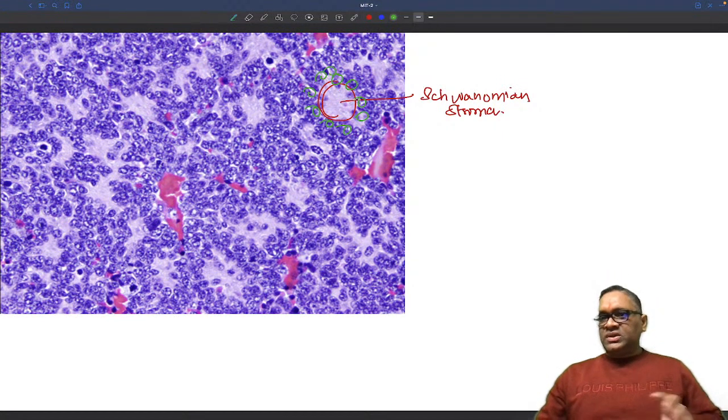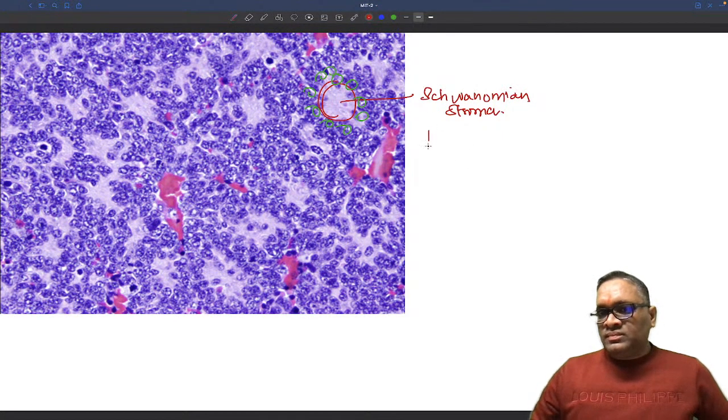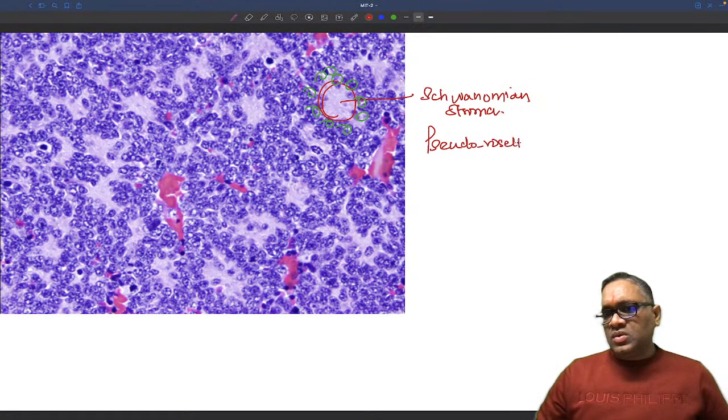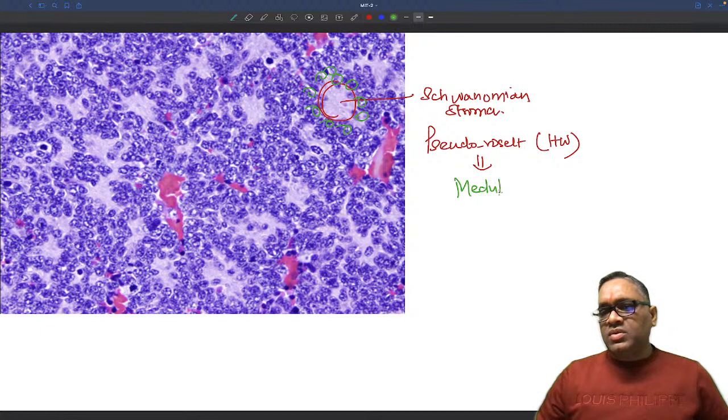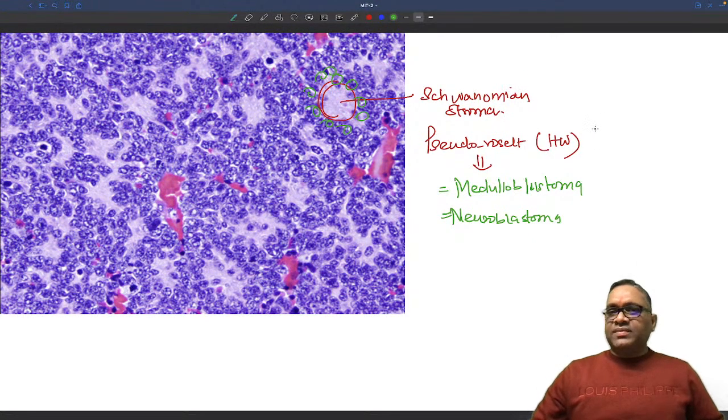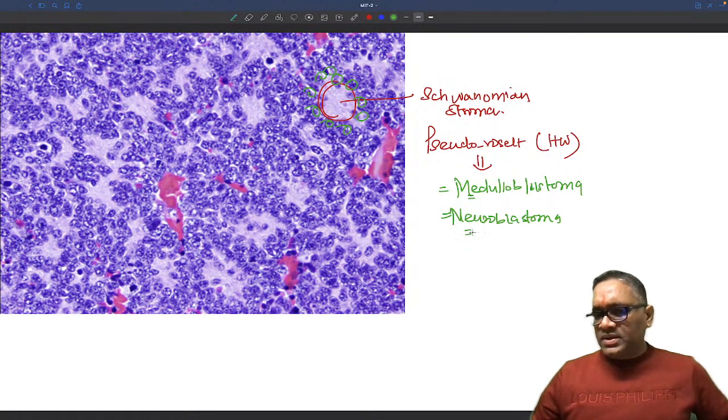So now you can see, what is this? It's a pseudo rosette, the Homer Wright pseudo rosette, which is seen in medulloblastoma and neuroblastoma. So medulloblastoma or neuroblastoma, both will have Homer Wright pseudo rosettes, right? That will be seen in the medulloblastoma and the neuroblastoma. These are the Homer Wright pseudorosettes.